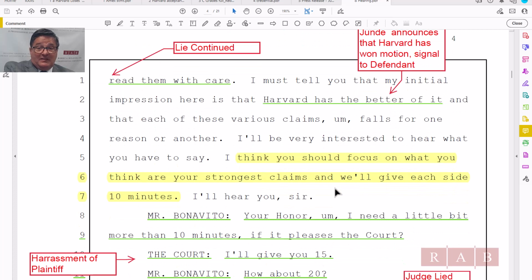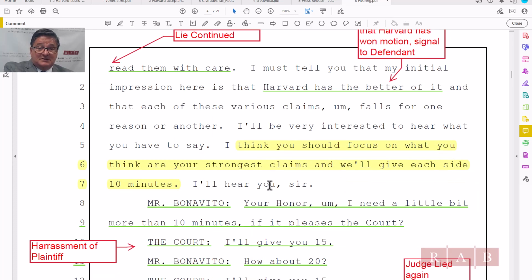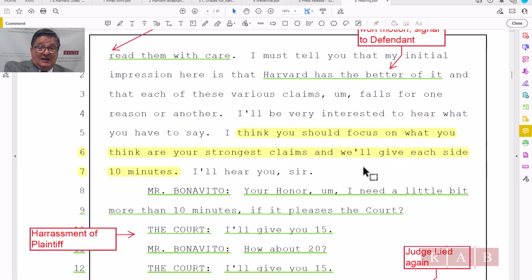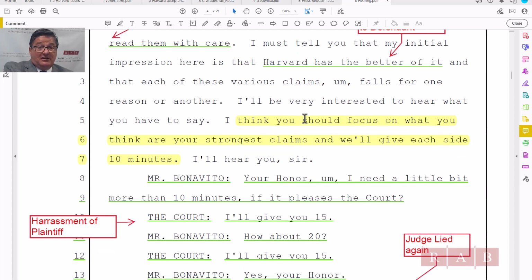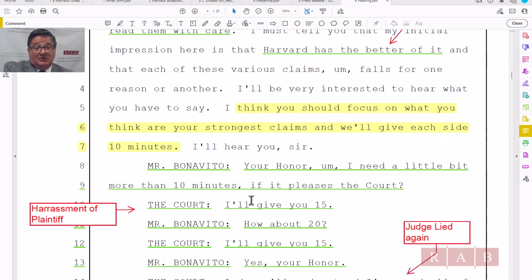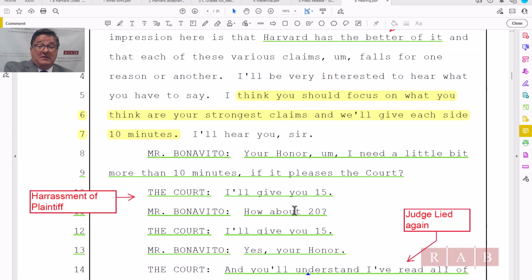Now, then he says here, "I think you should focus on the strongest areas of your claims." He talks here about how he's going to give us each 10 minutes. Now, I'm pro se. I just traveled 5 hours up from New Jersey. He's going to give us each 10 minutes because he read the case very carefully, right? And I say, "Your Honor, I need a little bit more time. I want 20 minutes." He gives me 15 minutes.